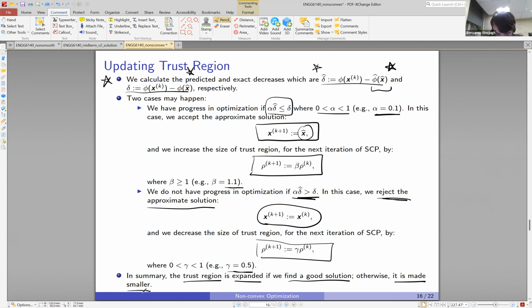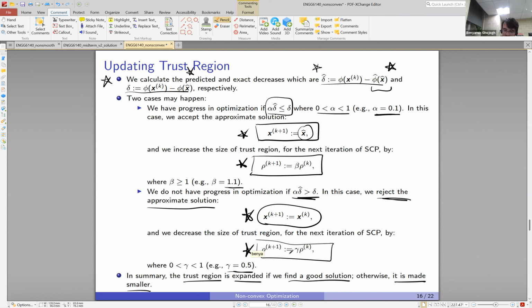So in summary, if we find an approximated solution, which is actually decreasing the error, it's good. It's a good solution. Accept it. Enlarge the trust region. If the approximated solution x hat is not decreasing the error well enough, reject it. Copy the previous solution to be the solution of this iteration, and make the trust region smaller.